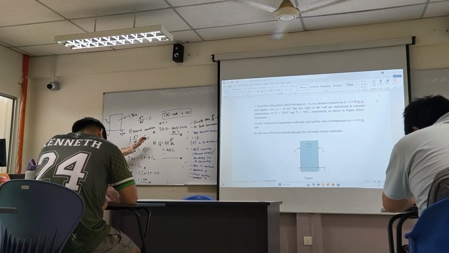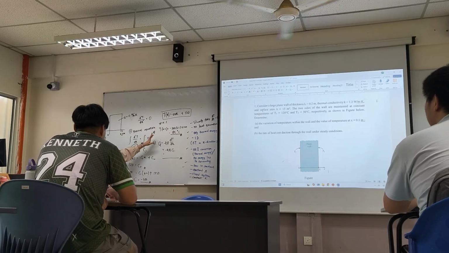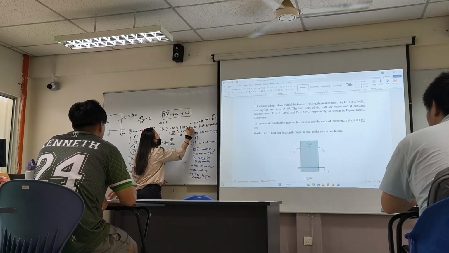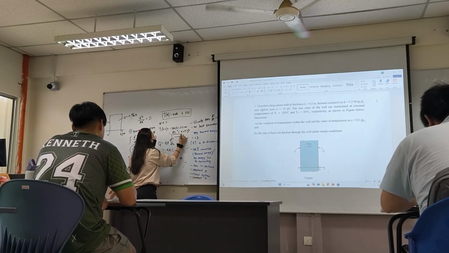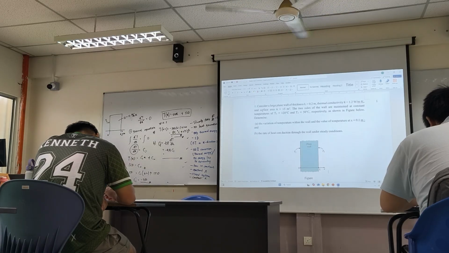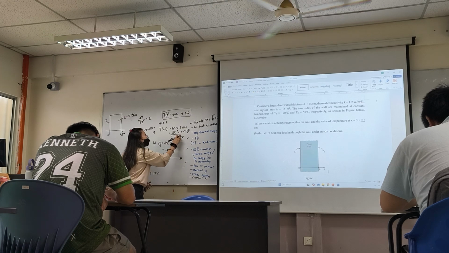Okay, so to be secure, if the question asks you to find the temperatures, you give two answers. Because if not mistaken, my marking scheme is all in Kelvin. I cannot remember, but if not mistaken, it's in Kelvin. To be secure, you put two.